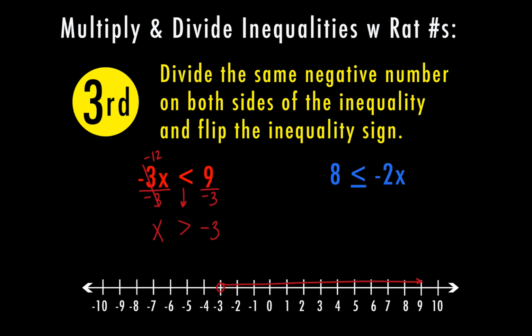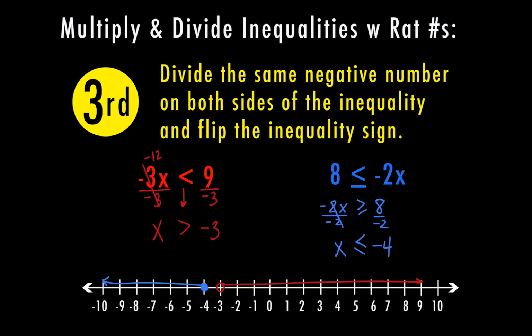For my other problem here, I have 8 is less than or equal to negative 2x. I'm going to go ahead and flip it. So now I have negative 2x is greater than or equal to 8. Now I can solve, and I'm dividing by a negative 2. So I'm going to flip my inequality back. 8 divided by negative 2 is negative 4. So I'm going to find my negative 4. I'm going to have a closed circle, and I'm going to shade everything less than negative 4. So now x is less than or equal to negative 4.